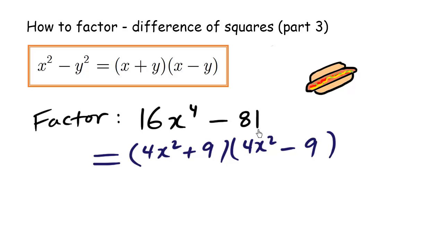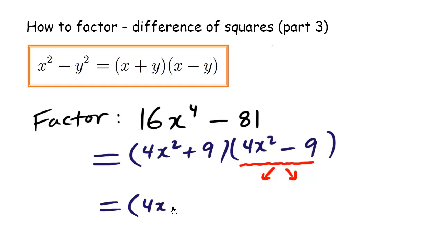Are we done? And if you think we're done, let me get my hot dog back. However, if you saw it, which one can we factor further? And yes, indeed, we can factor this one further. So I'm going to copy everything down again, and let's use blue. So 4x squared plus 9, we're done here. We can no longer factor this. However, this one here, we can use difference of squares once again.